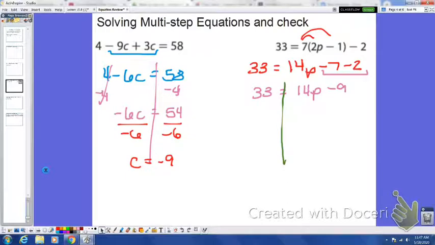Drop my line down. Again, working away from the variable. So I see I have a minus 9, so we're going to add 9. Add 9. So that gives us 42 equals 14p. Divide by 14. So we get p equals 3 or 3 equals p. Same thing either direction.